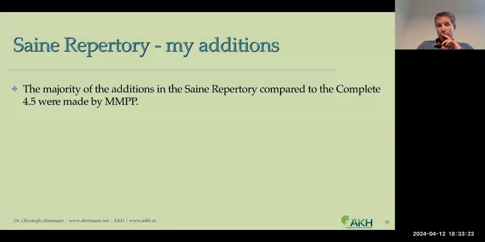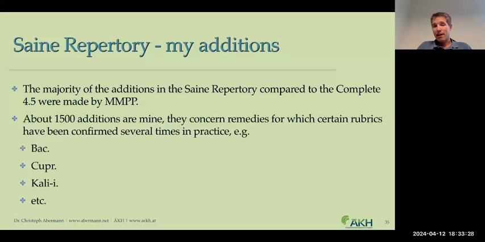So just one more slide about my additions in Saine Repertory. The majority of the additions, of course, comes from MMPP and André, and I have only 1,500. And they are only for some remedies with which I have more experience in practice, and I found out some things that you don't find that easily in materia medicas, or you don't find at all in some materia medicas. That's why I added some rubrics, for example, to bacillinum, cuprum, kali iodatum, and other remedies.